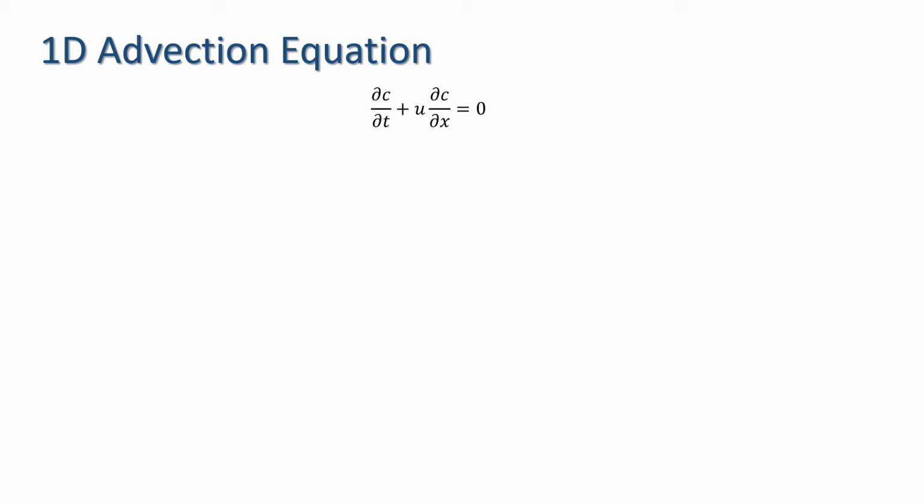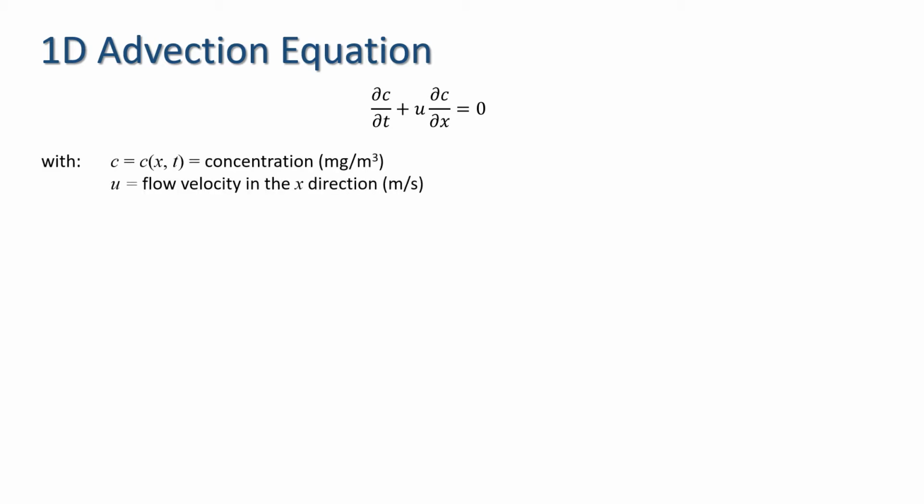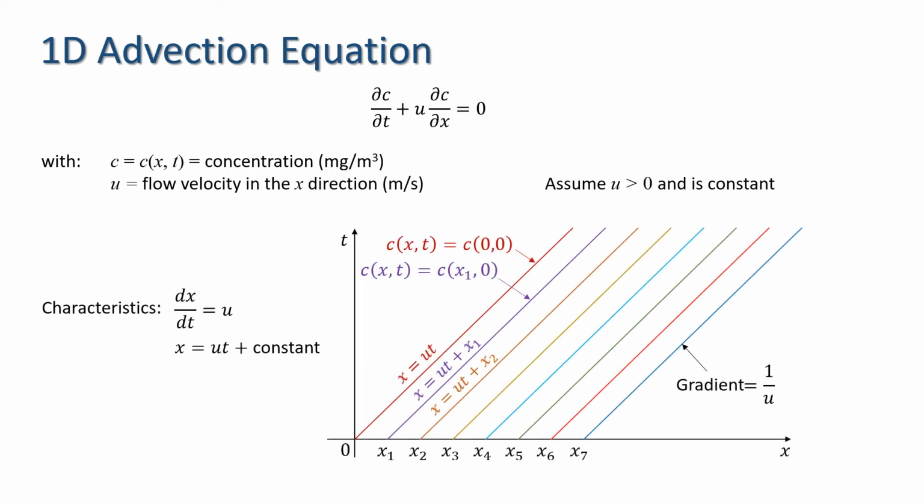Consider the advection equation ∂c/∂t + u ∂c/∂x = 0, where c is the concentration of a dissolved substance and u is the flow velocity of the fluid in which the concentration is travelling, the flow celerity. As before, I'll assume that the celerity is constant and positive. We saw previously that the characteristics of this equation are a family of straight lines in the xt plane given by x = ut + a constant.